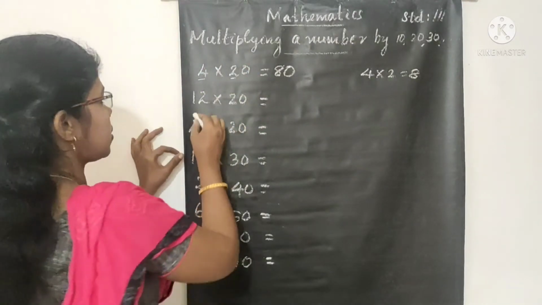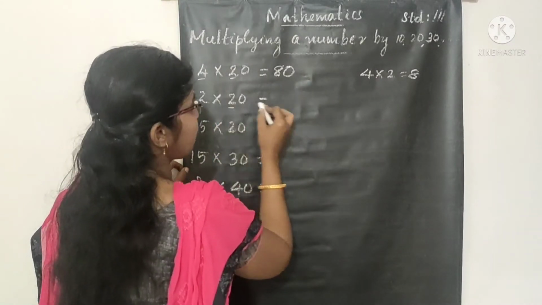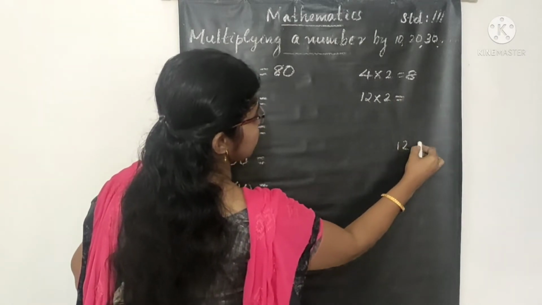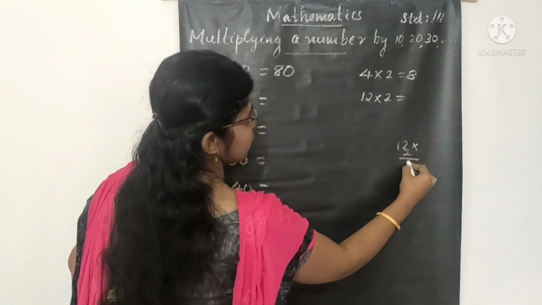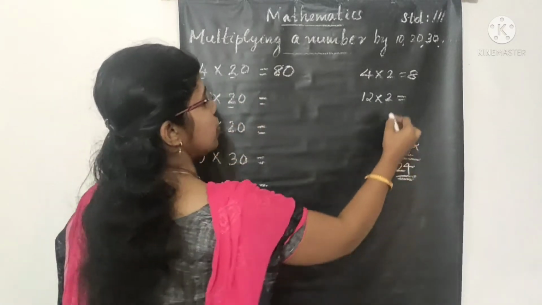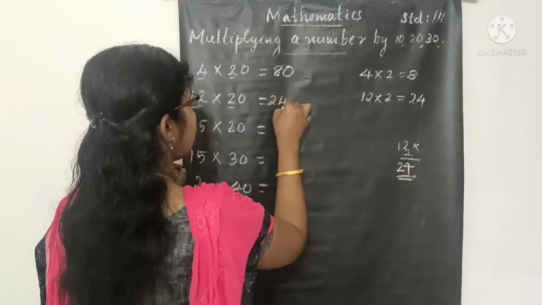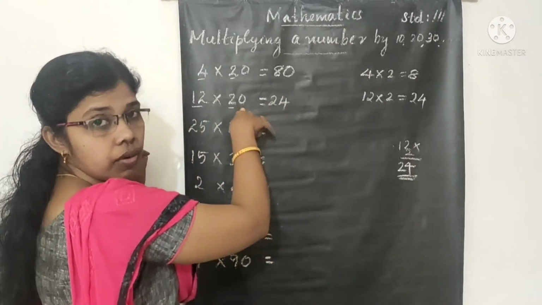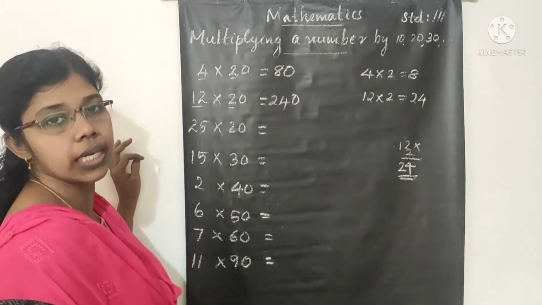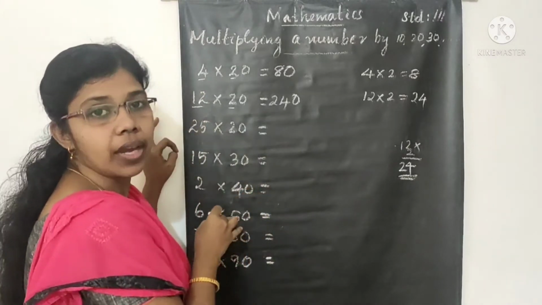Okay, then next, 12 into 20. Here multiply 12 and 2. What is 12 2s? 2 2s are 4, 1 into 2 is 2. That is 24. 12 2s are 24. First write that 24. Then put 0 where? On the right side of the given number. That is 240.